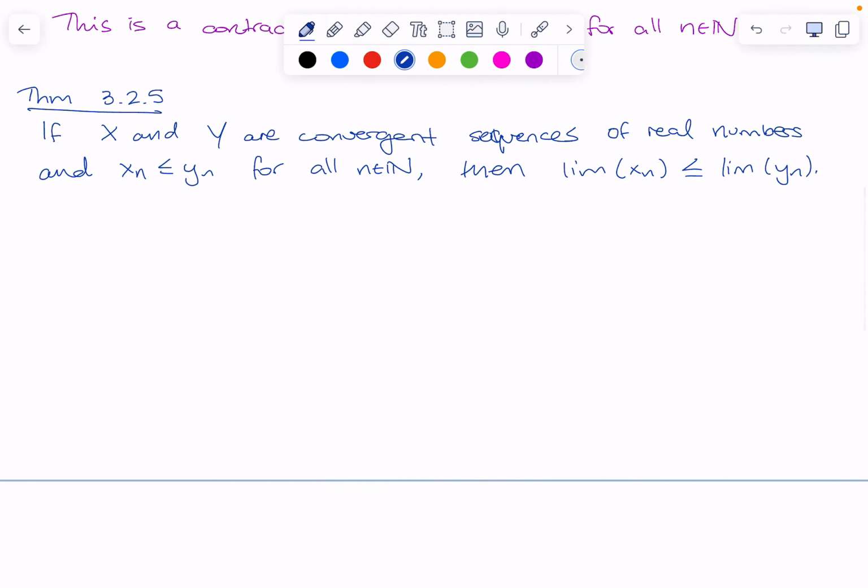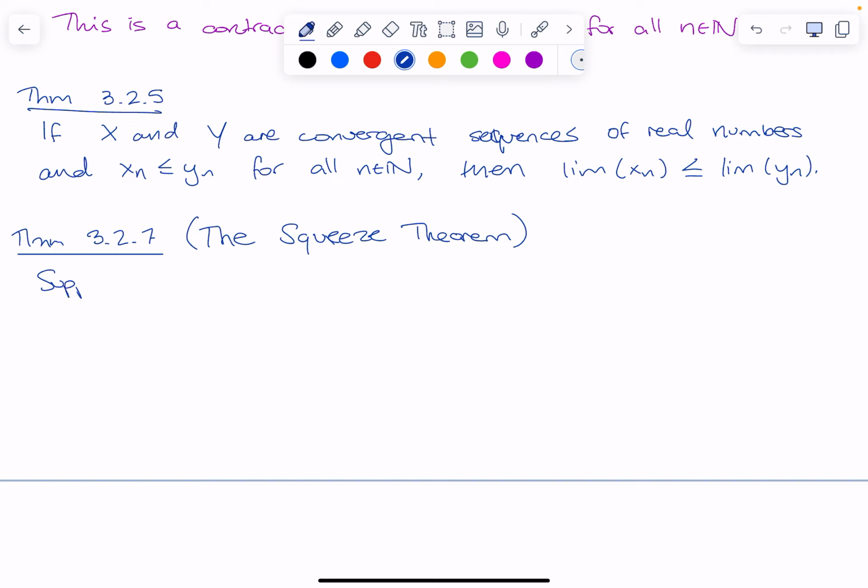Okay, so this is theorem 3.2.7 in your book. Okay, so we're going to start out with our three sequences of real numbers.